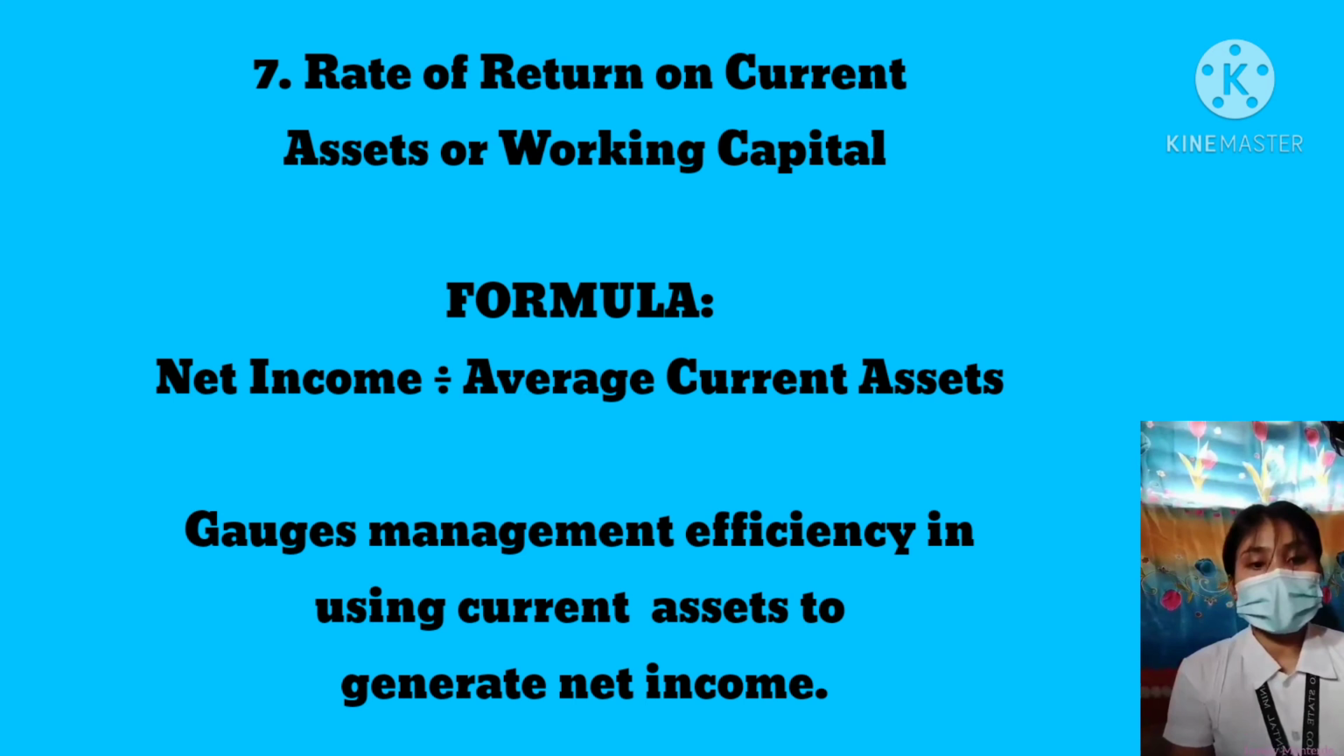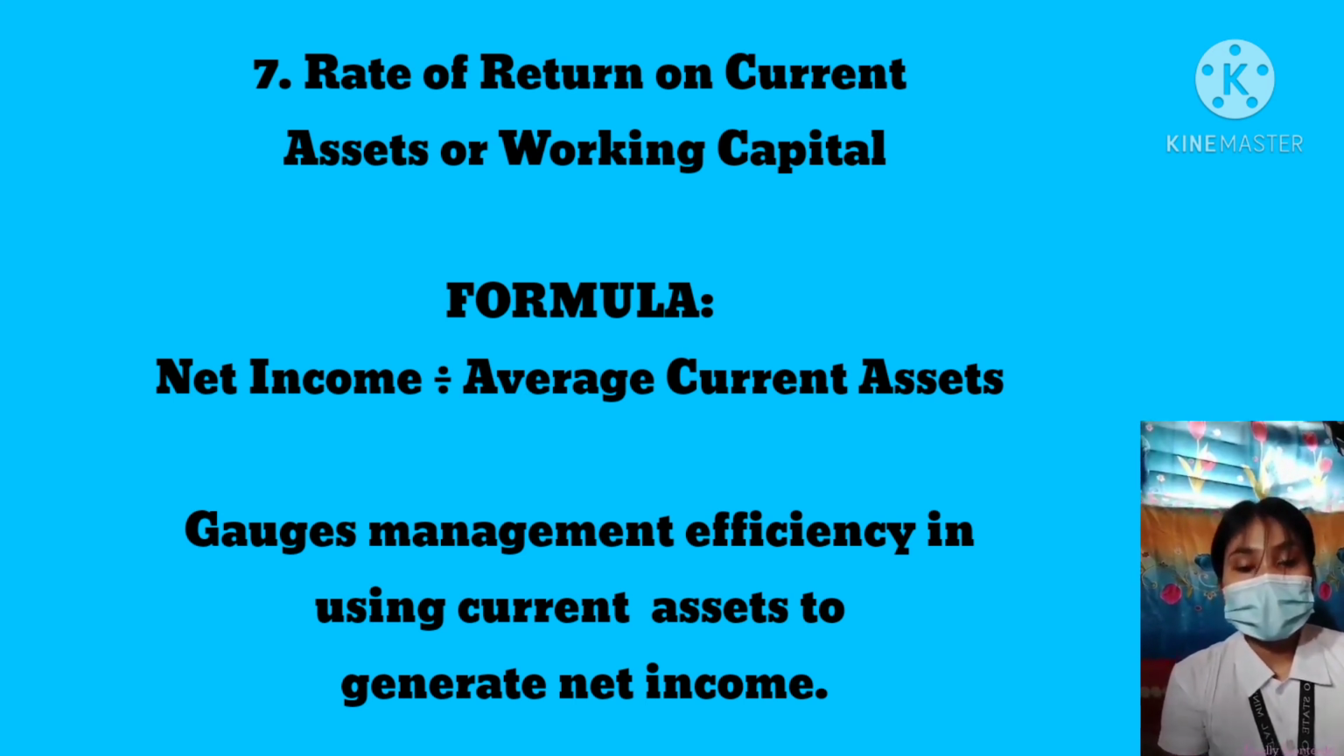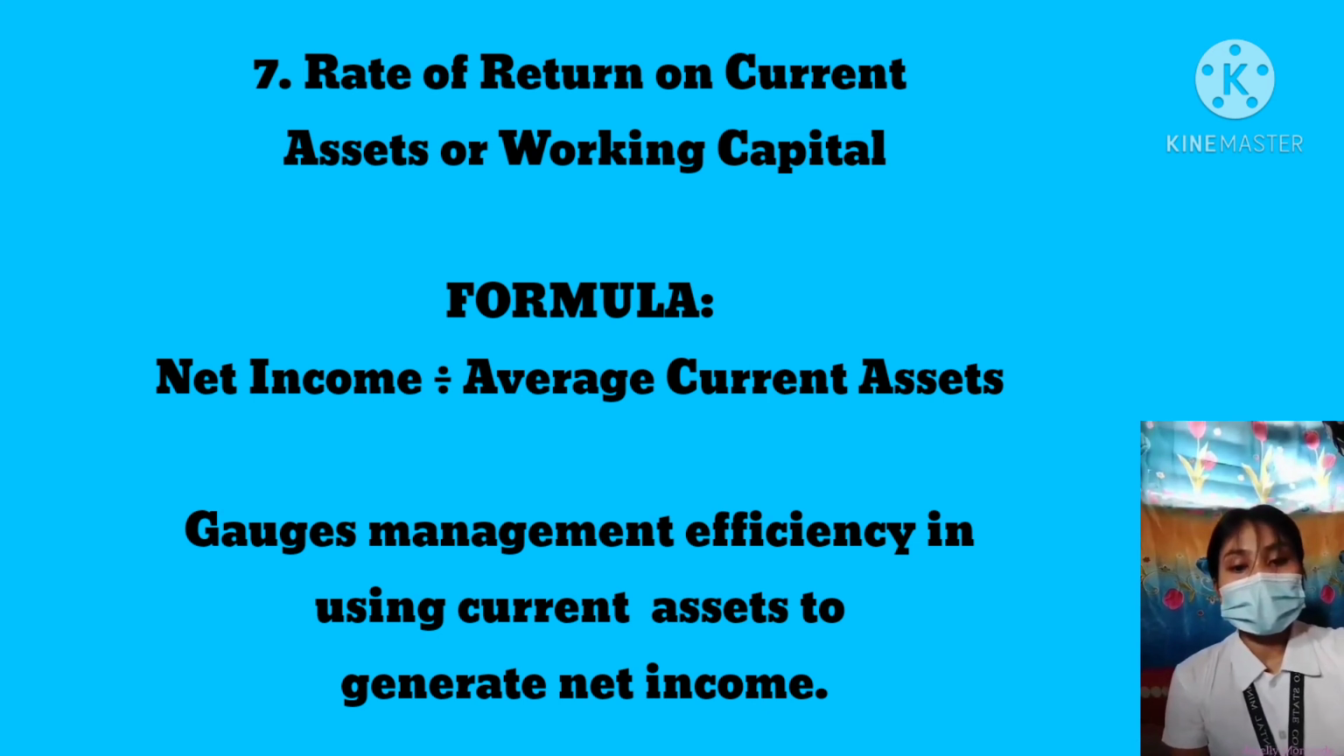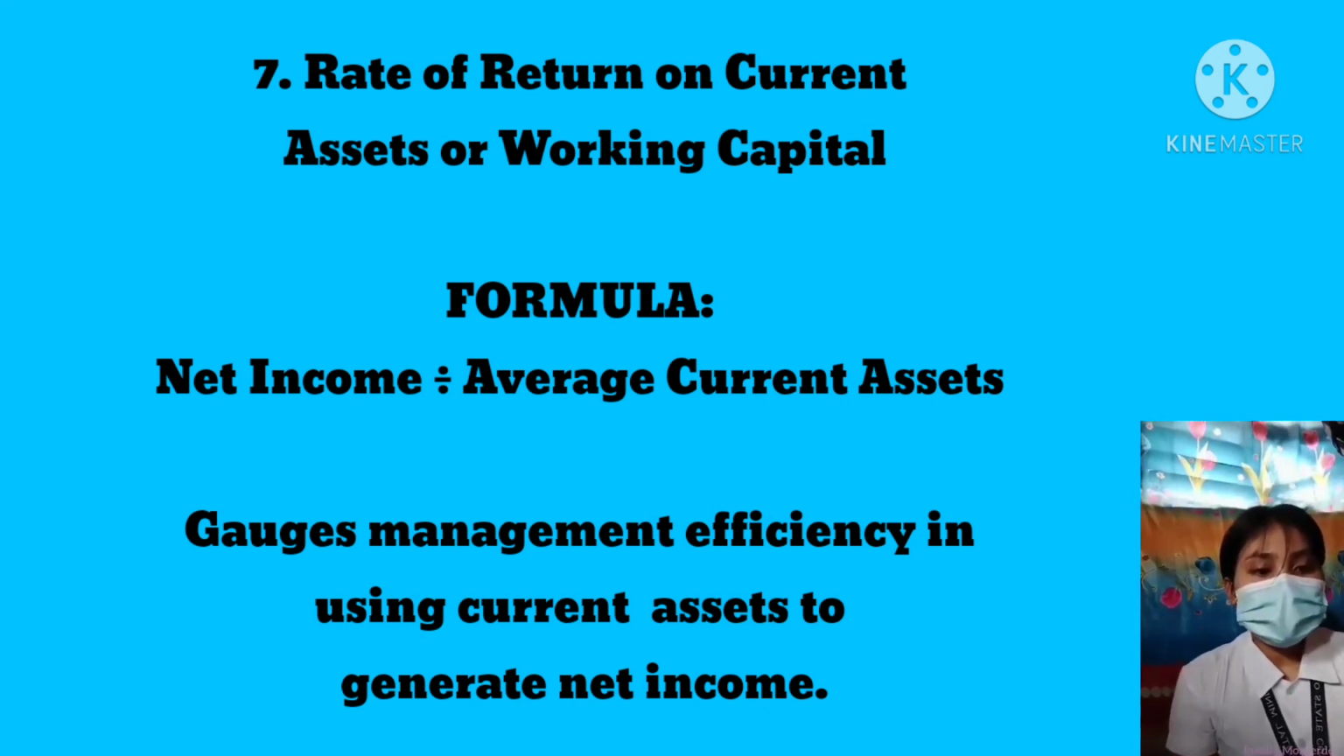Number 7, rate of return on current assets or working capital. The formula is net income divided by average current assets. Its significance is management efficiency in using current assets to generate net income.